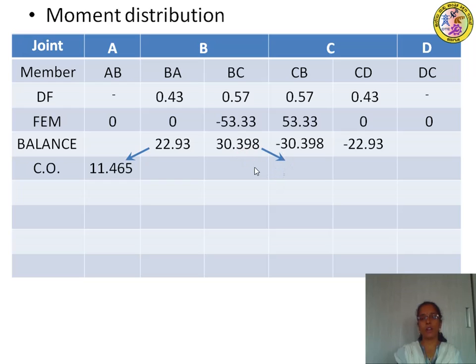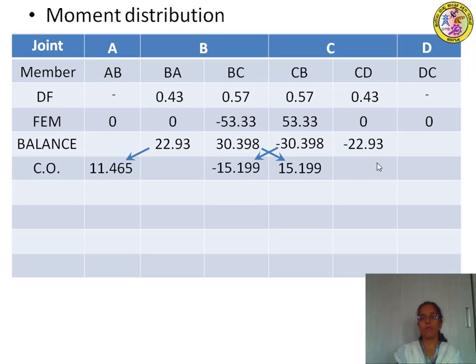Okay, so next from BC to CB. Half of 30.398 will be 15.199. This is the moment carried by CB member. Similarly, from CB to BC, half of minus 30.398, that is minus 15.199, will be the moment carried by BC member from CB member.